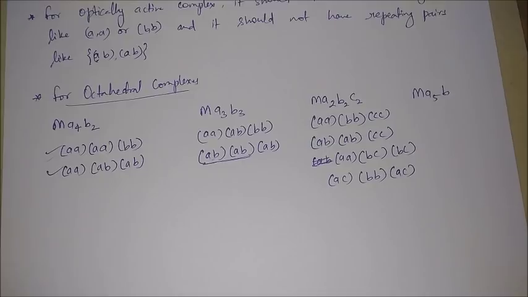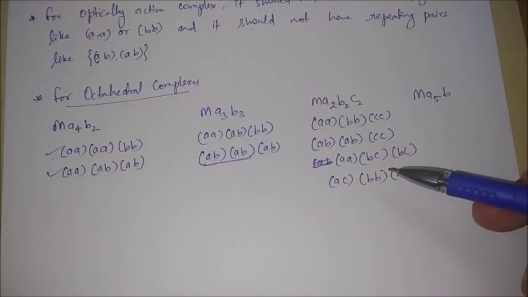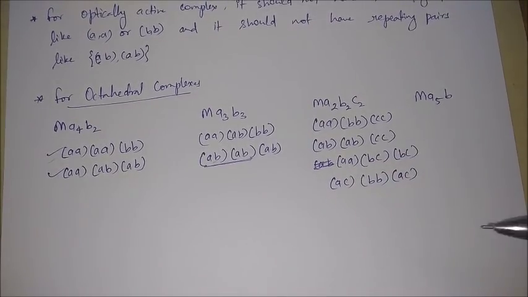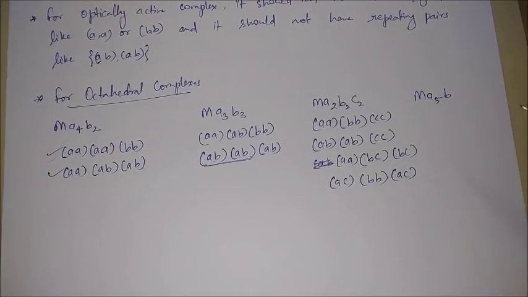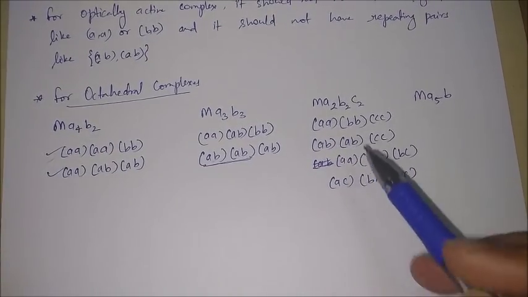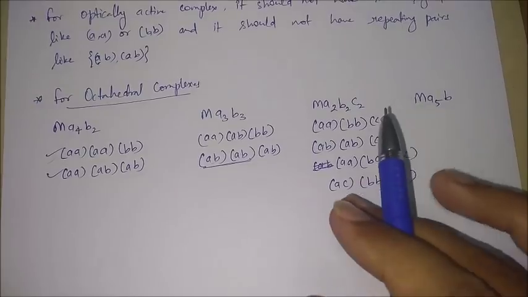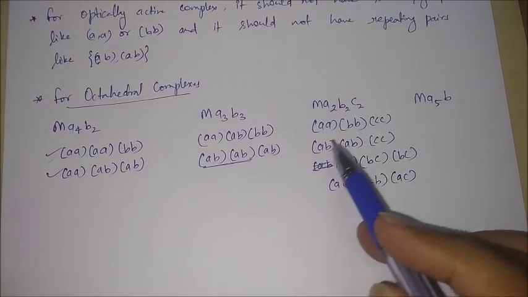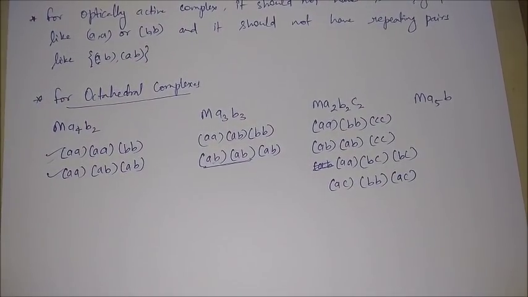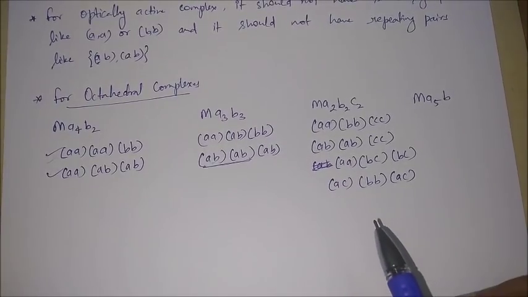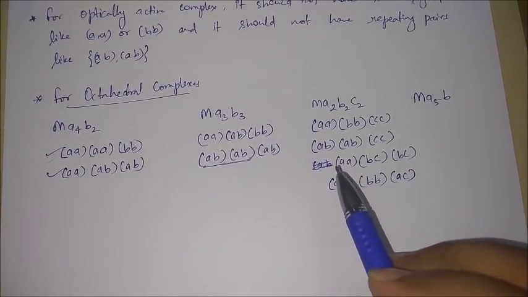So how many geometrical isomers will you get? I think these are enough, but try to find out if there are more ways or not. For now, there are just 4 ways of writing them, so there will be 4 geometrical isomers for this. Okay, now if I ask you whether they are optically active or not?